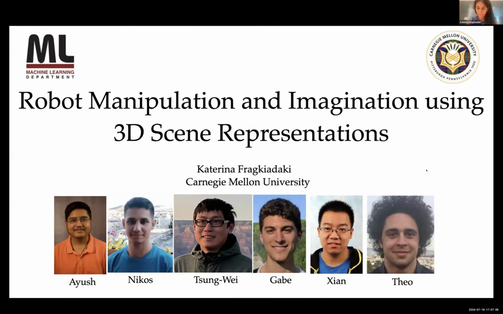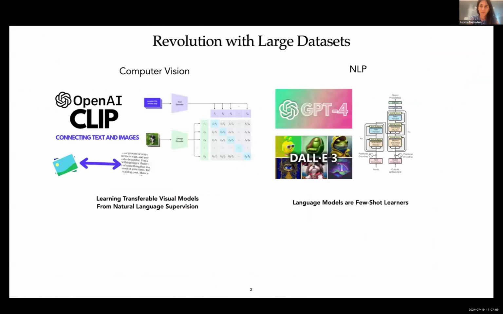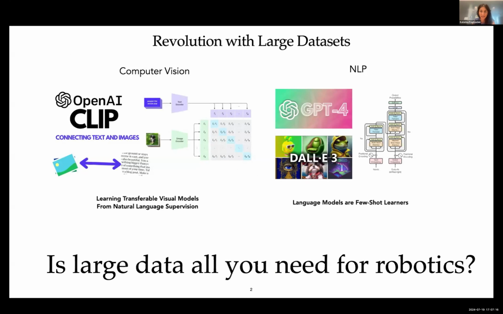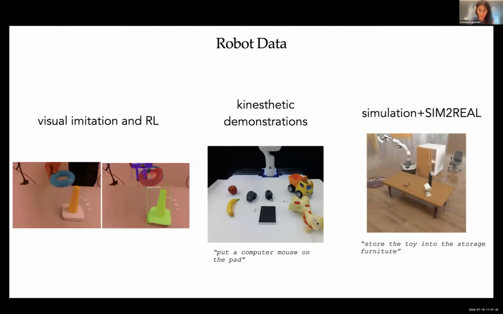There has been a revolution in computer vision and natural language processing using large data sets. And the natural question is, is this all we also need to do for robotics, just to scale up training data? There are a lot of efforts in the community trying to do that by collecting all possible kinesthetic demonstrations. And this workshop asks how can we structure planners and learners so that we can do the most with the least amount of training data.